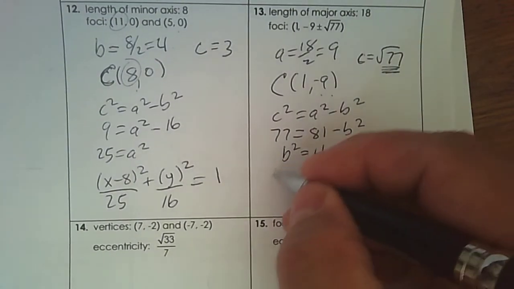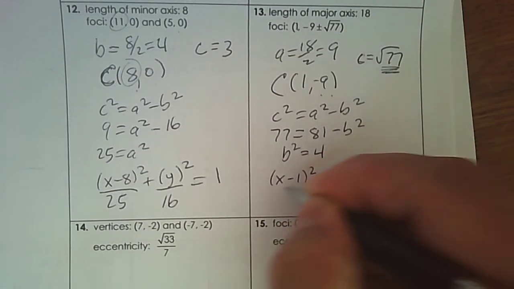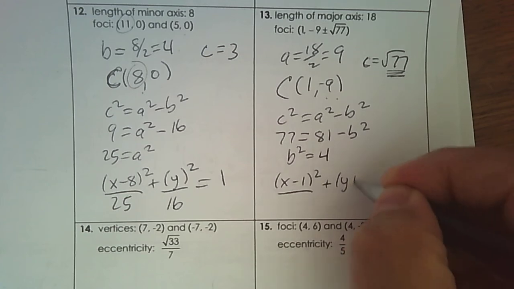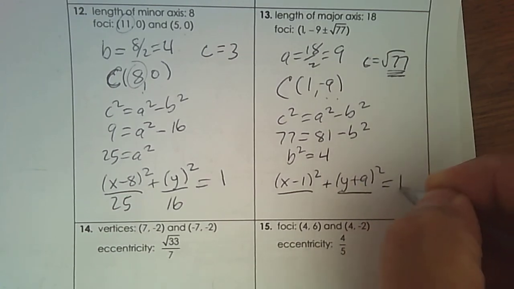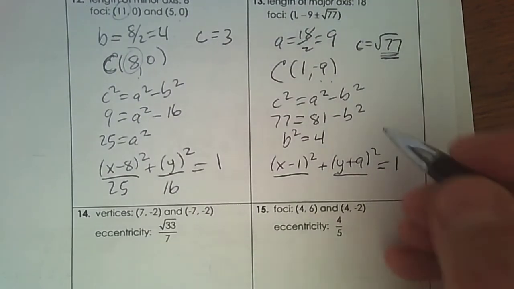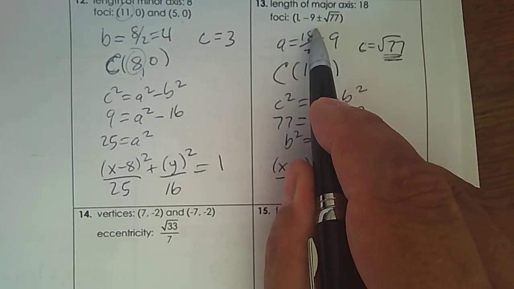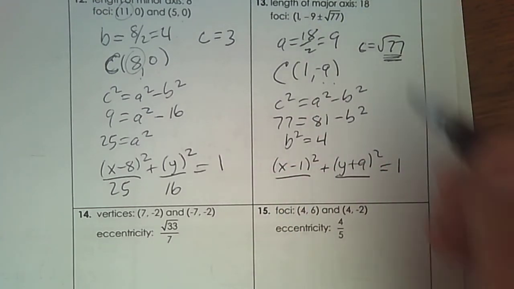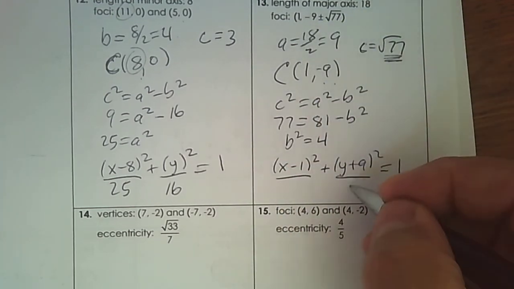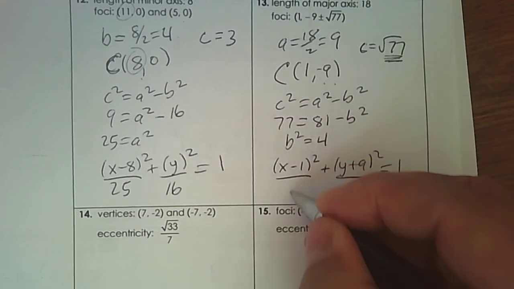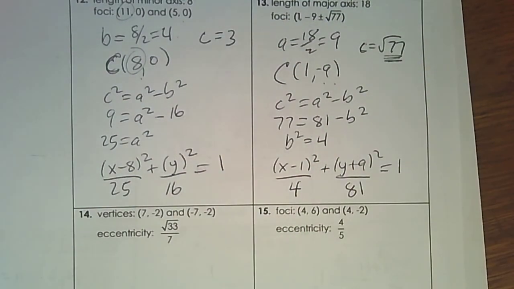Now put it all together. So that's x subtract 1. That is y plus 9. And that's equal to 1. Now, the a squared, which one is major? So if I look, it's the y value that's being added and subtracted for the foci. So my a squared, where is it? 81 goes underneath the y, and my b squared, 4, goes underneath the x.